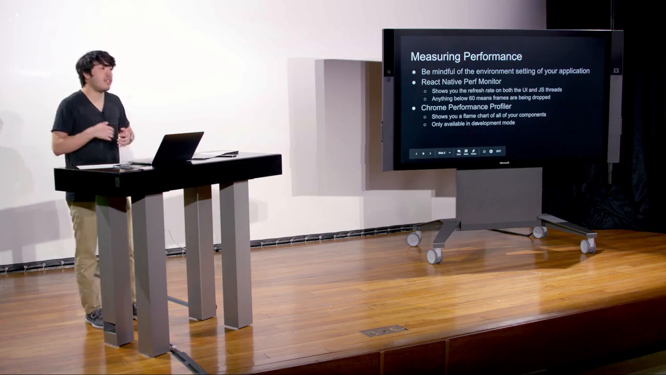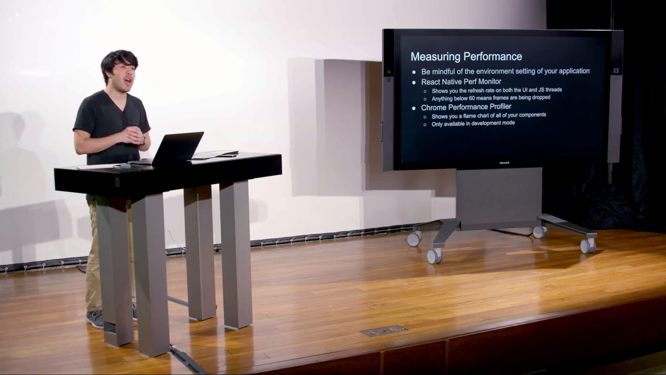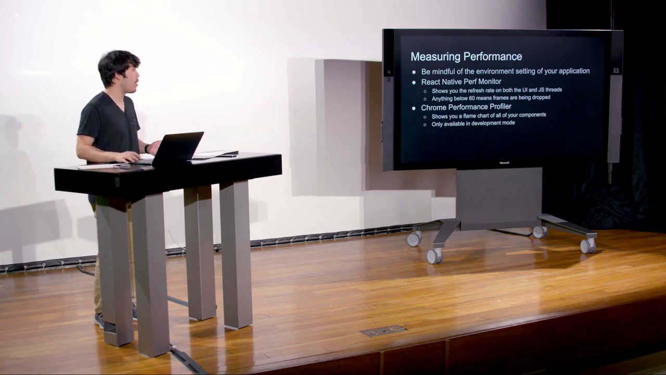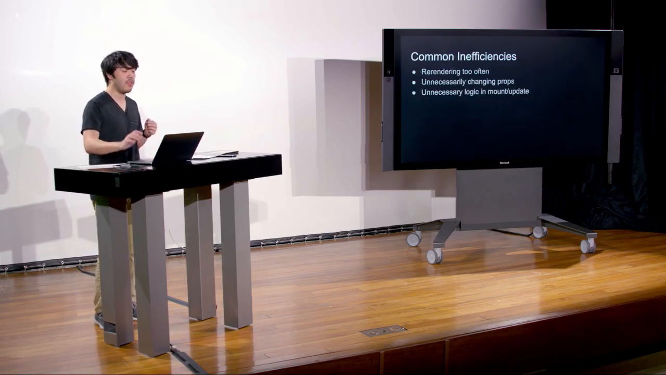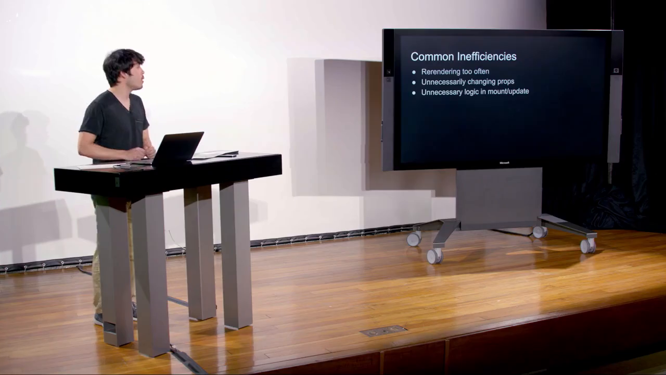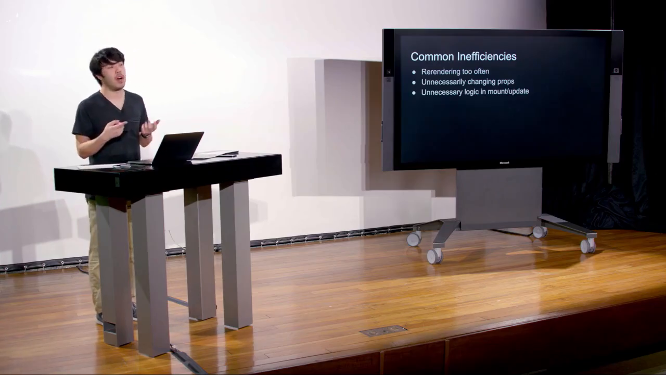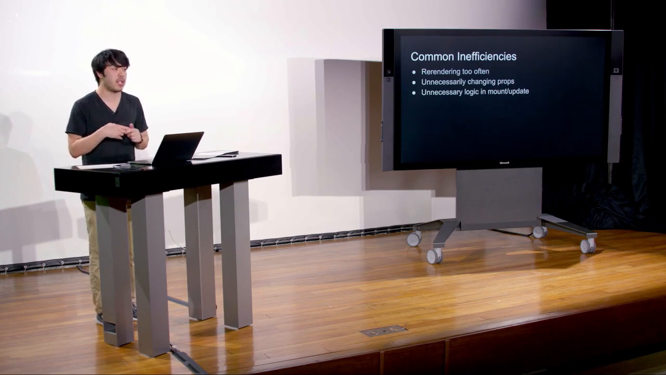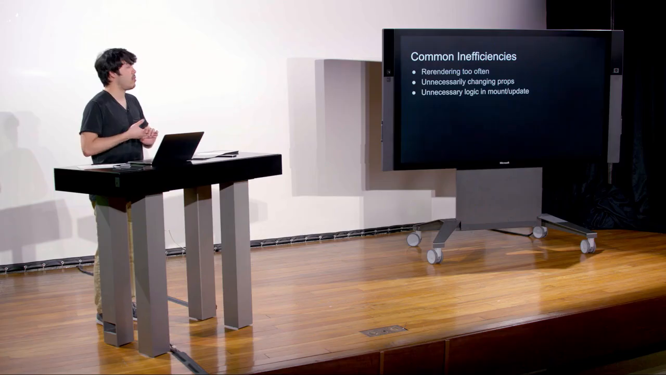So now that we've seen how to actually look at the performance of our app, let's start to actually optimize some things. So what are some common inefficiencies in React Native apps? So one is just re-rendering way too often. Another one is unnecessarily changing props. And lastly, unnecessary logic in mount update.